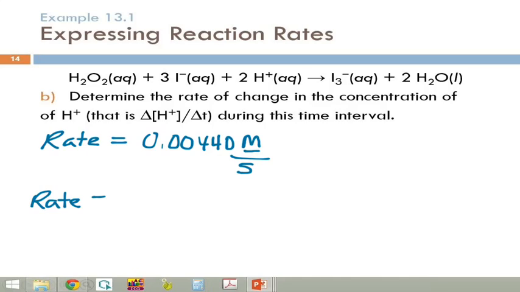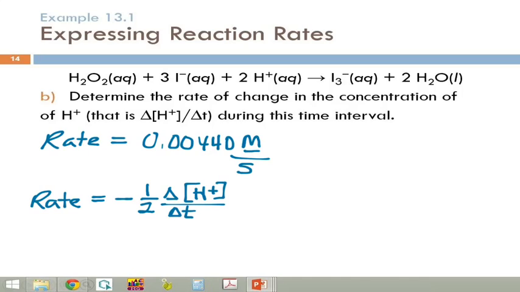So we could say the rate in terms of hydrogen is what? Is it minus or plus? Here we've got H plus. Is it a reactant or a product? It's a reactant, so then the rate is going to equal negative 1 over the coefficient. What's the coefficient? 2. So negative 1/2 times delta H plus over delta T.